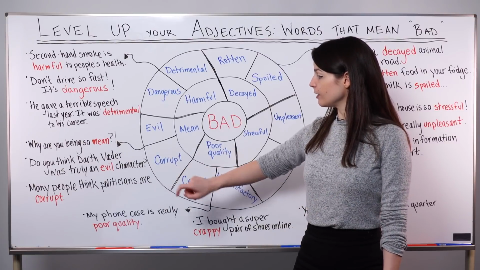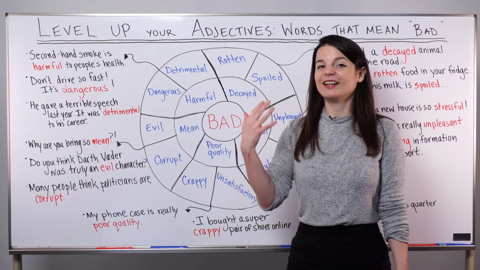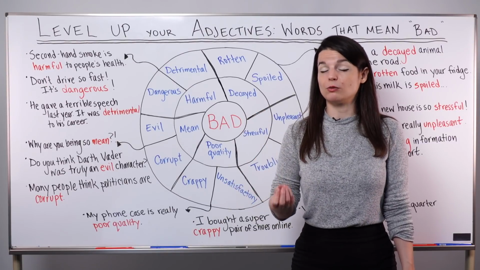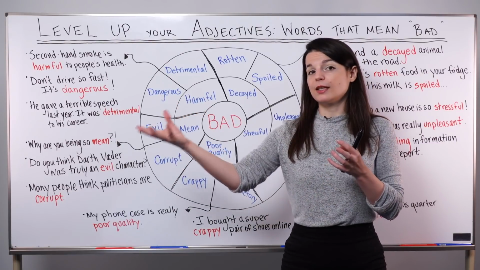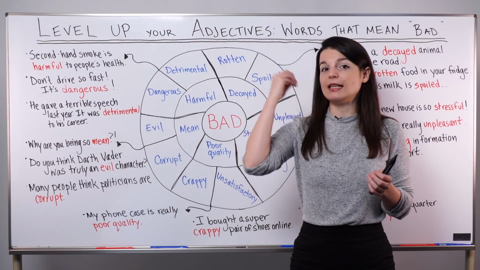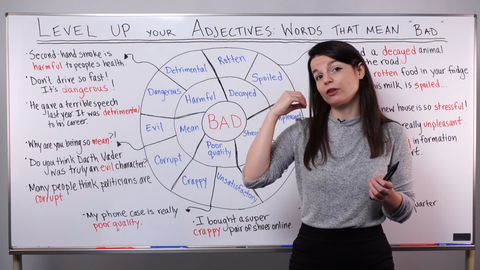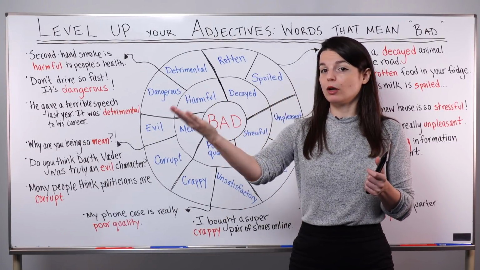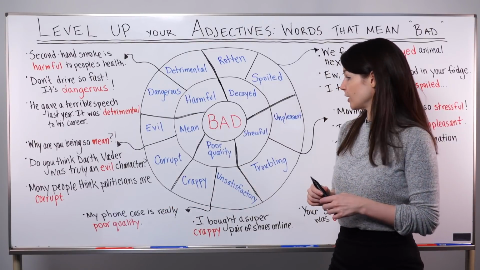Corrupt is a bit different. Corrupt is used a lot in the real world to talk about real world people and real world situations, not just characters in stories. Corrupt means that someone is influenced in a negative way. So often they're taking money or they're taking favors in exchange for a service, exchange for something. So let's look at how we use these adjectives.